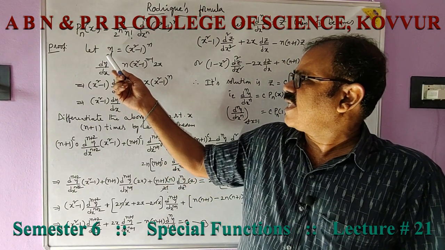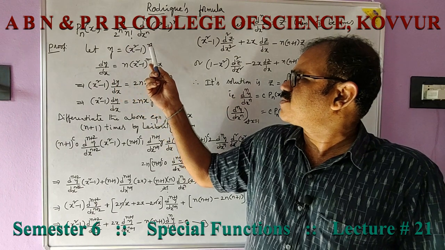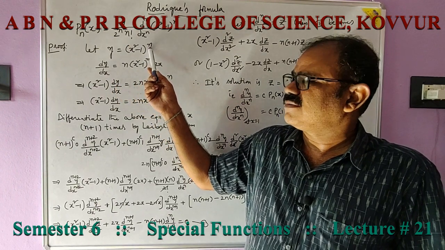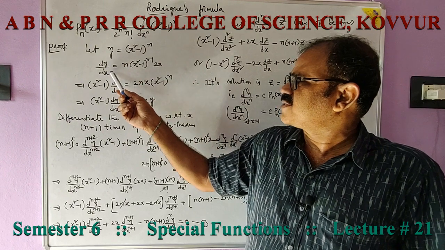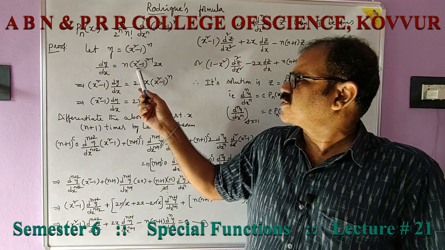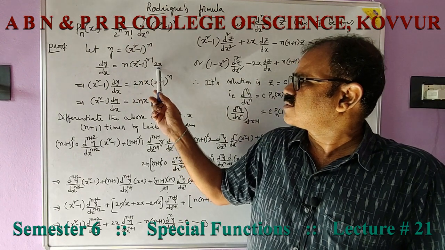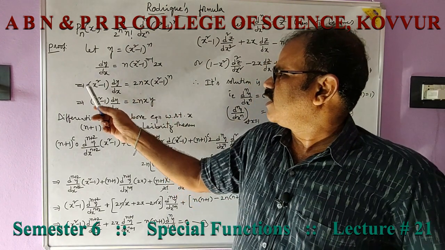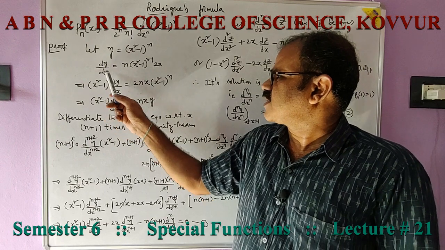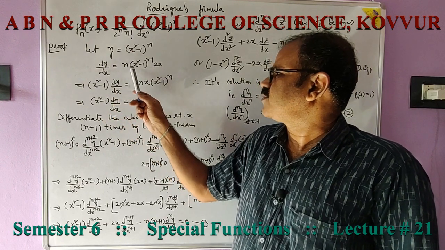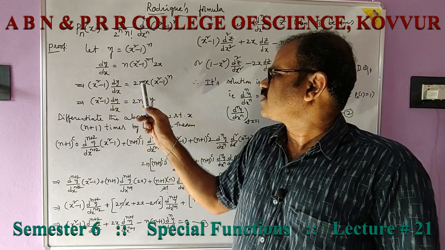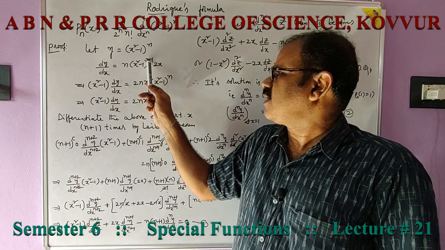Suppose, let y is equal to (x square minus 1) whole to the power of n. Then dy by dx is equal to n into (x square minus 1) whole to the power of n minus 1 into the internal derivative 2x. So let us multiply the equation with x square minus 1. (x square minus 1) into dy by dx is equal to 2nx into (x square minus 1) power n.